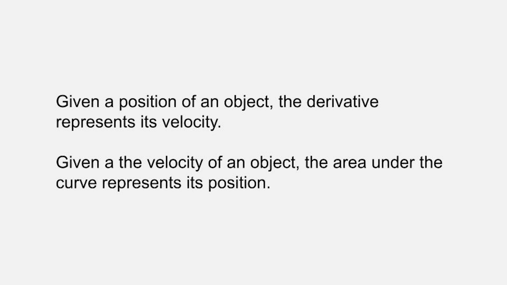In wrapping up this video, I want to remind you that given the position of an object, the derivative of the position function would represent velocity. And what we've talked about in this video is that if we're given the velocity of an object, finding the area under the curve of the velocity function would represent its position. And so there's some relationship between the derivative of a function and the area under a curve of a function, and we're not quite ready to rigorously make that connection, but for now, keep this idea in the back of your head that derivatives and the area under a curve are related in this way.